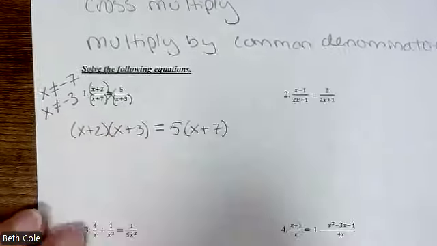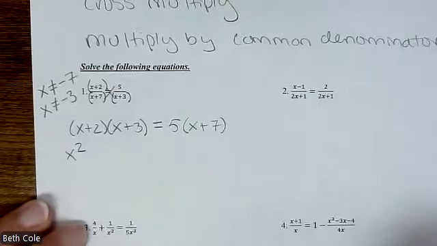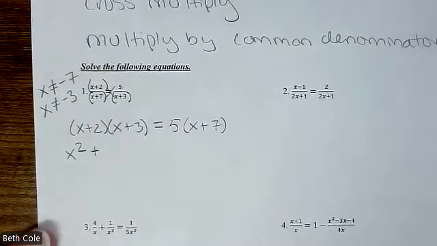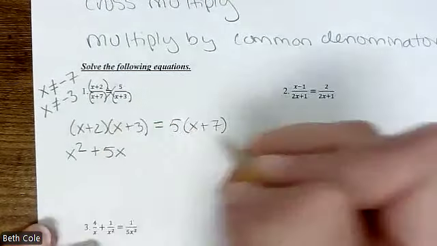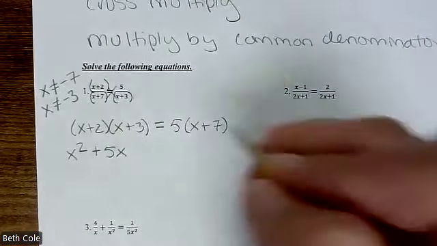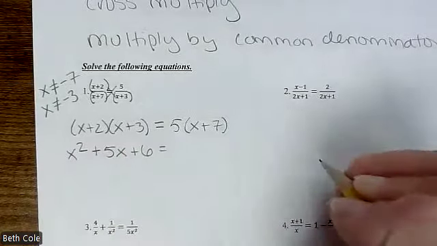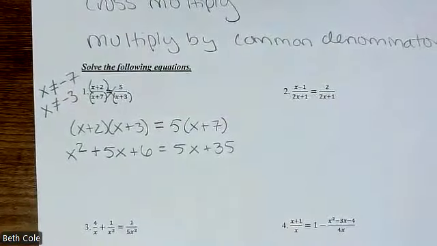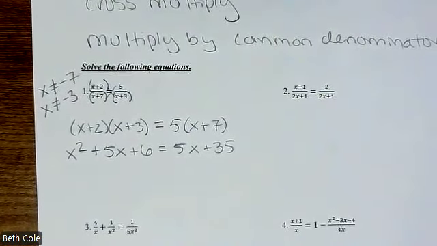So x times x is x squared, plus, I'm just going to throw the question out there. Good. Perfect. How did you get 5x? That is 2x plus 3x. Good. And then plus 6 equals 5x plus 35.